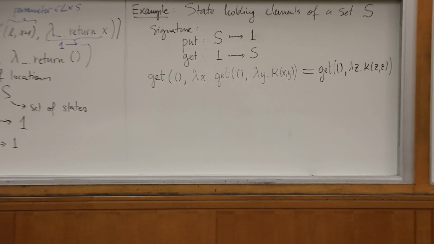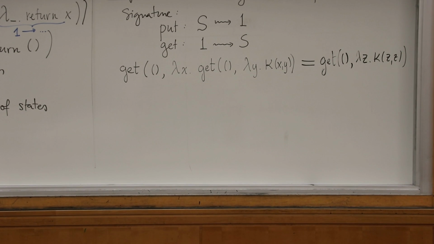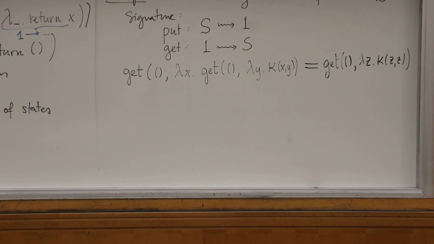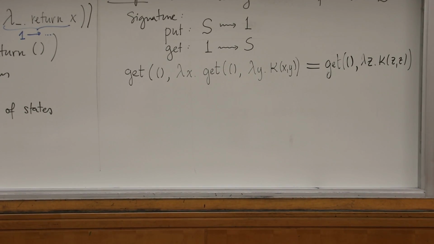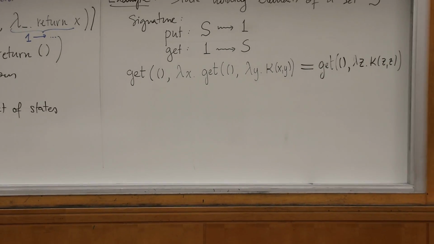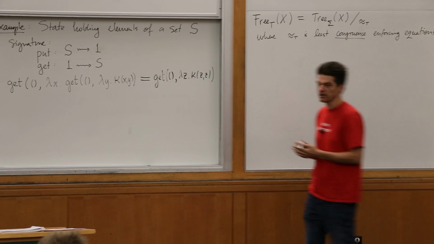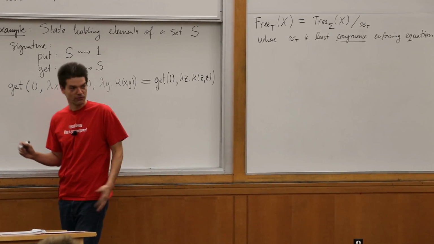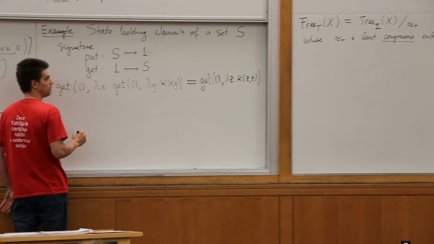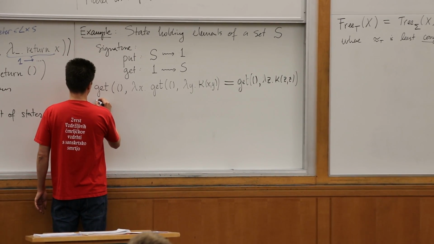So this equation is telling me what happens if I read the state twice in a row. Why will there be 4 equations? Because there are 4 ways of combining 2 operations, and for each one I can say something. So I'll write down the left-hand side, and you'll tell me what the right-hand side is. So let me do get put.